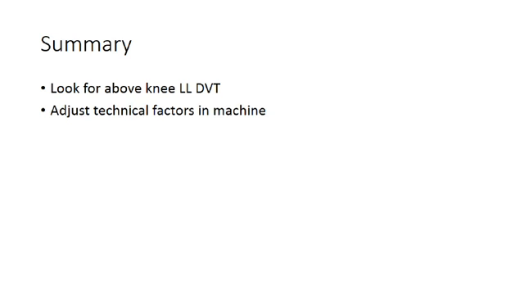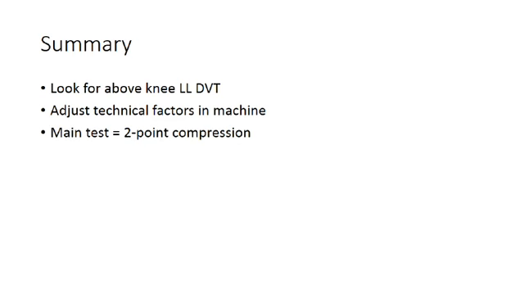So in summary, what we are looking for is an above knee lower limb DVT, but the same principles hold good for neck veins, for example. But what we're mainly looking for is the above knee lower limb DVT. You always adjust technical factors in the machine, just like with every other modality. And in this instance, the gain, the depth, the choice of the transducer, and all that. Okay, but mainly the gain.